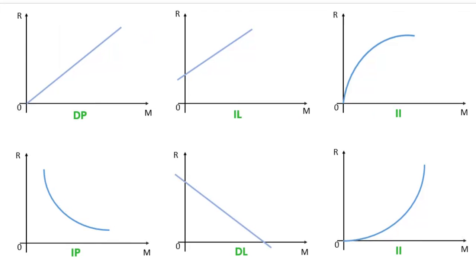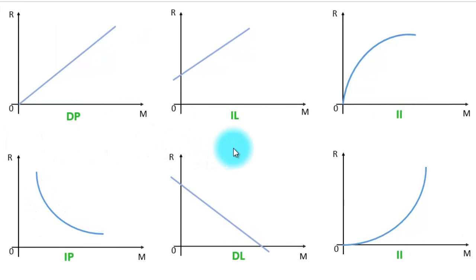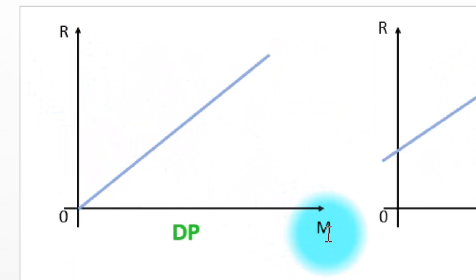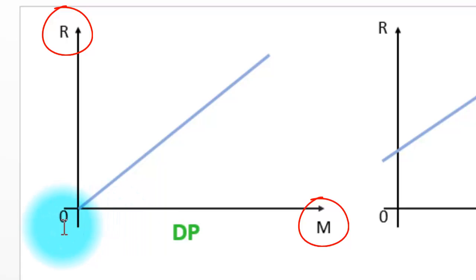So I make a summary for you all. Try to memorize this. All the graphs here, I label by using the symbols R and M. No lah, not Ringgit Malaysia. This is actually the responding variable and the manipulated variable. And you see the origin is already labeled O.